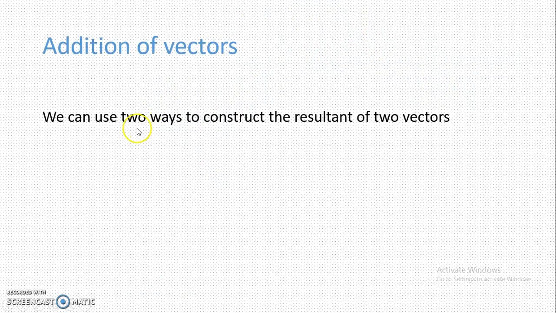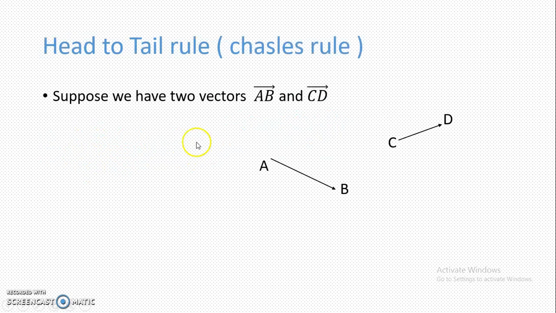Addition of vectors. We have two ways to add two vectors and get their resultant. The first one is the head to tail rule, the second one is the tail to tail rule. Suppose that we have two vectors AB and CD. In the head to tail rule, B is the head of vector AB and C is the tail of CD.